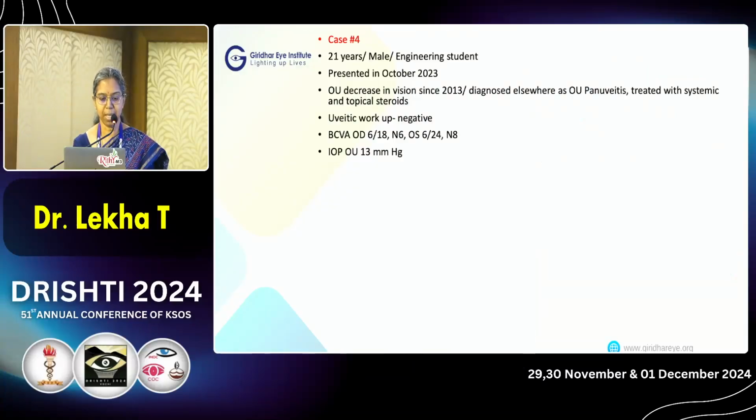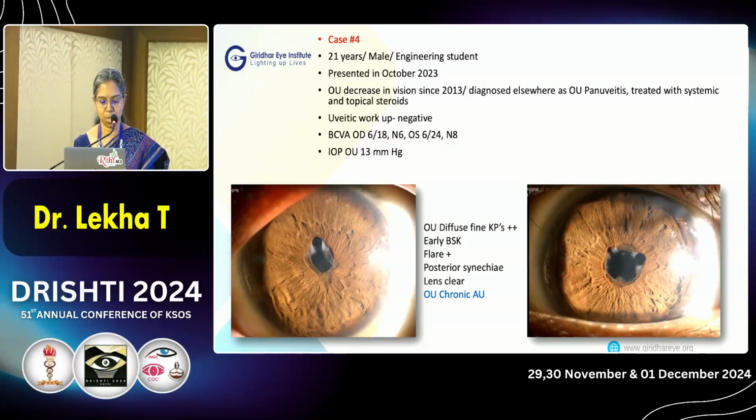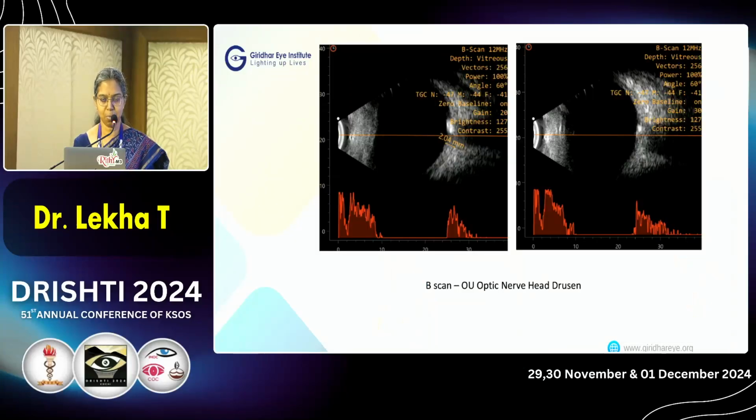This is a young male doing his engineering. He has been having poor vision for 10 years and has undergone multiple treatments. All his uveitic workup was negative. When he came to us, he had chronic anterior uveitis with posterior synechiae and a small pupil. Fundus examination was not possible, no view. Normally in such cases, we do a B scan. The B scan showed an unexpected disc drusen in both eyes and mild RCS thickening.